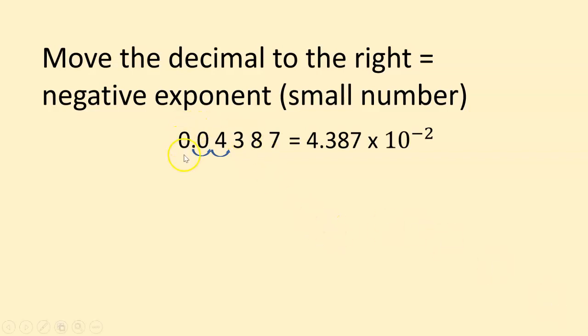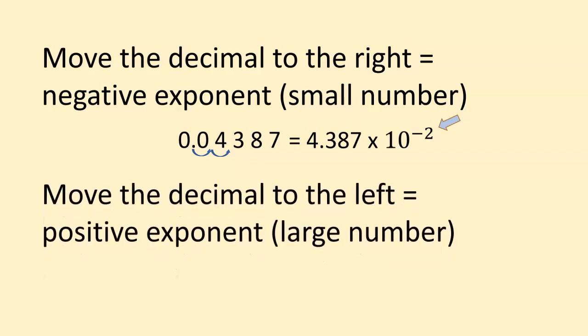Okay? So I want you just to remember that that coefficient will only be between 1 and 9 point something. It'll never be 10, but that negative 2 has reminded me that I moved that decimal point 2 places to the right, and it works in the other direction also. So if we move the decimal to the left, we're going to get a positive exponent or a larger number. So we're starting with 438.7.